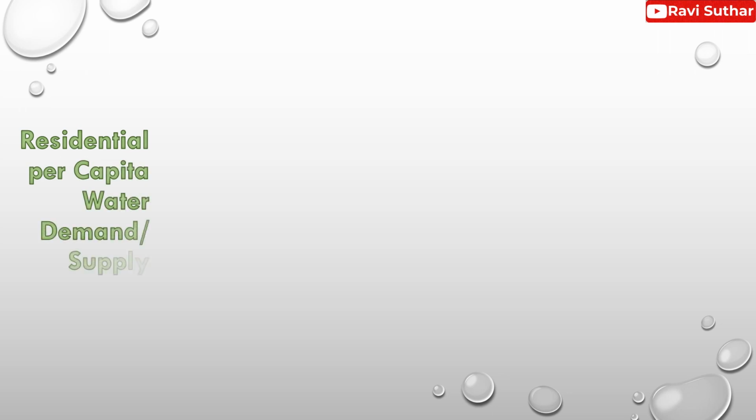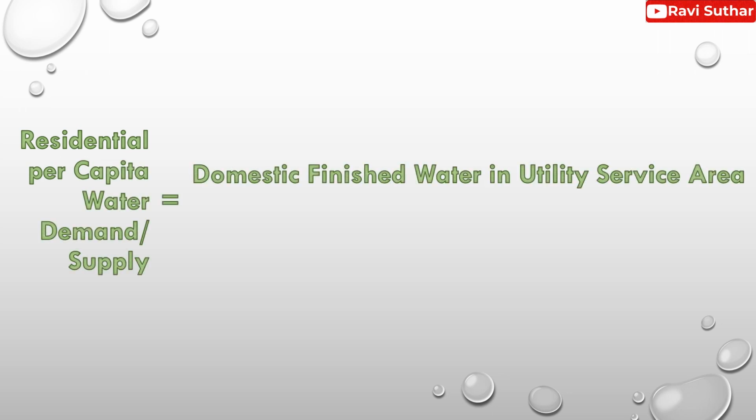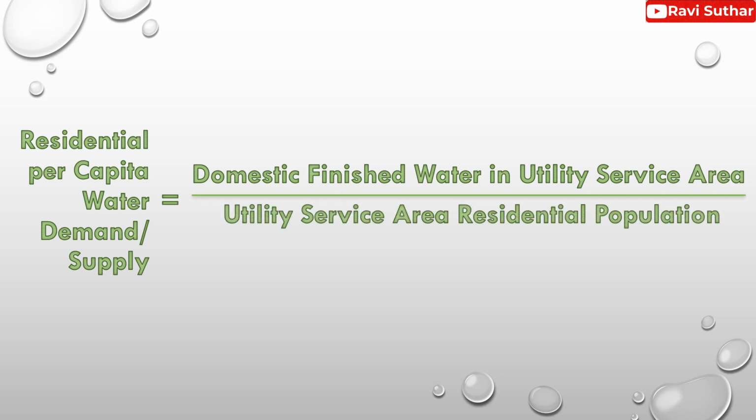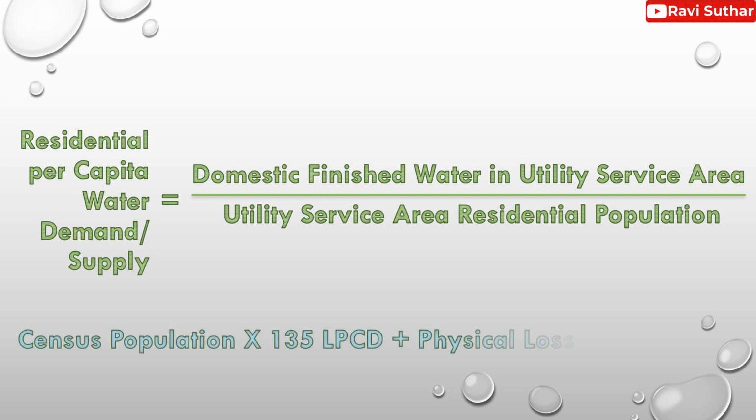Residential per capita water demand or supply is equal to domestic finished water in the utility service area divided by the utility service area residential population. It means this gives only the water demand for household uses. In general, we calculate this by census population multiplied by per capita water supply plus the physical losses.